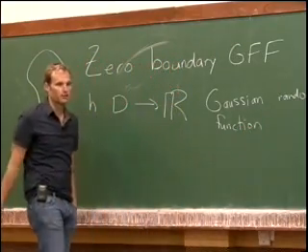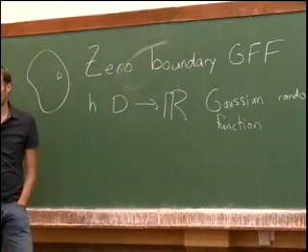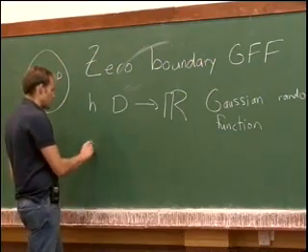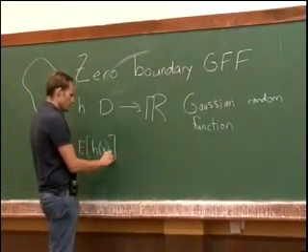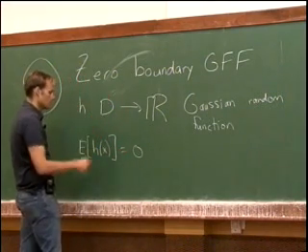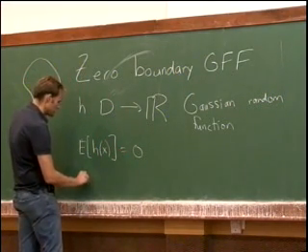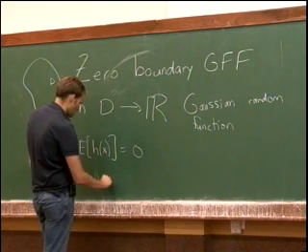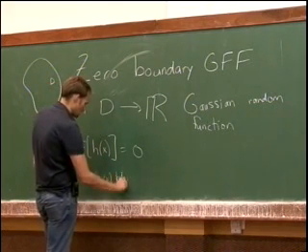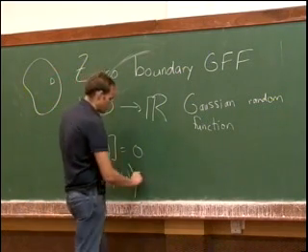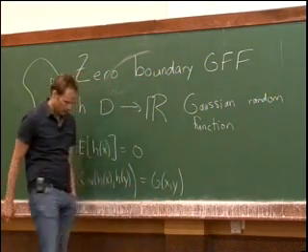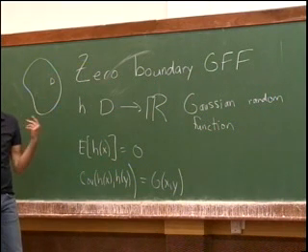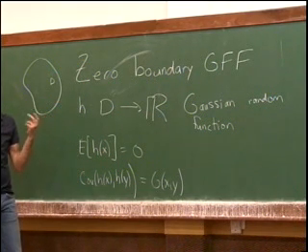And since it's Gaussian, all you have to do is specify its mean and its covariance structure, right? So the mean of this thing is just, well, you just assume it has mean 0. Might as well. And that matches up with the boundary conditions. And the covariance structure is just given by the two-dimensional Green's function, right? So this is the Green's function for this domain with 0 boundary conditions.